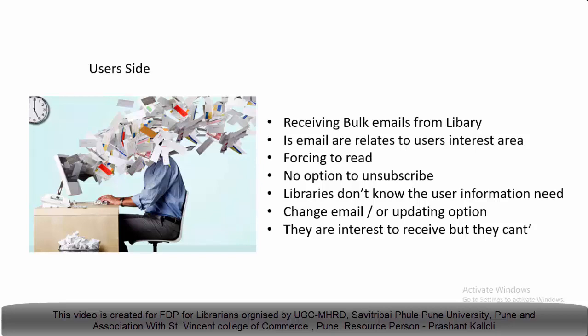Now the most important thing is our first point. First, do these emails really relate to their information requirement? Sometimes we send science book details to social science students. That is a big question of utilization. Second, forcing to read. Yes, we are forcing users to read our emails because by choice they are not receiving the mails. We collect their emails without informing them and send any type of information. We don't know whether they need it or not, but we are sending the information. That means we are forcing them to read.